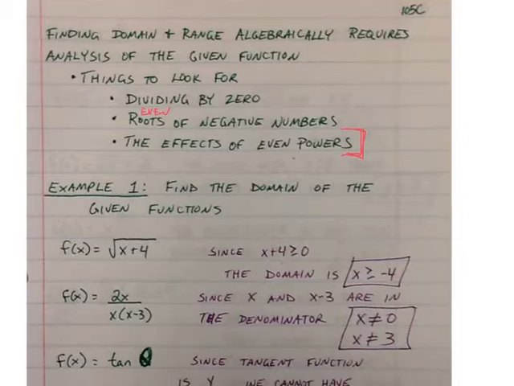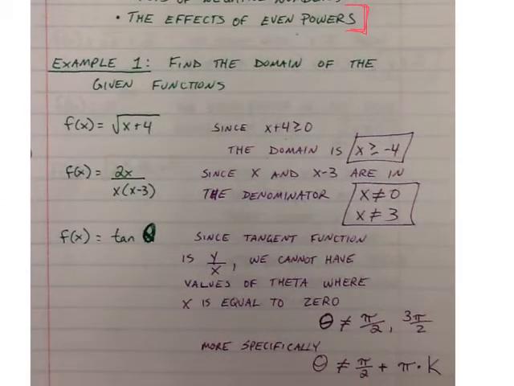It says find the domain of the given functions. So in the first example, we have an even root. So we do not want to take an even root of a negative number. So the inside, x plus 4, has to be greater than or equal to 0, and that gives us the domain of x is greater than or equal to -4. In the second example, I see a denominator, so we want to avoid having 0 in the denominator. So either x or x minus 3 cannot be 0. So we say x does not equal 0 and x does not equal 3.